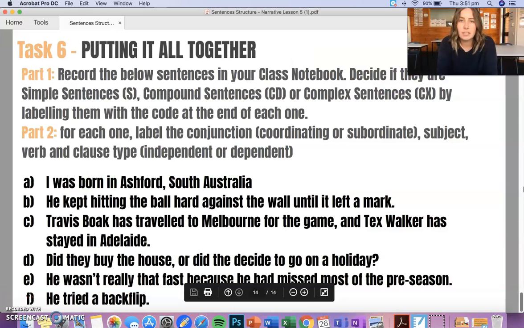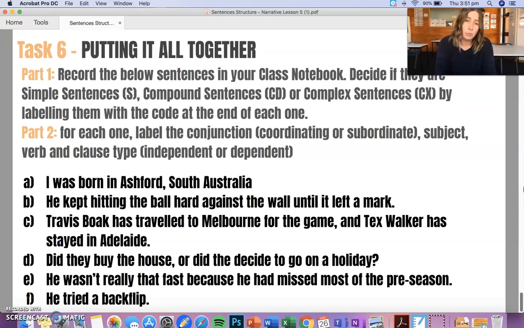This is our last task in today's lesson, and it's putting all of the things we've learned together. It's looking at simple sentences, compound sentences and complex sentences, and you're labeling all the different things. You're going to be labeling the independent clause, the dependent clause, and then all the different conjunctions.